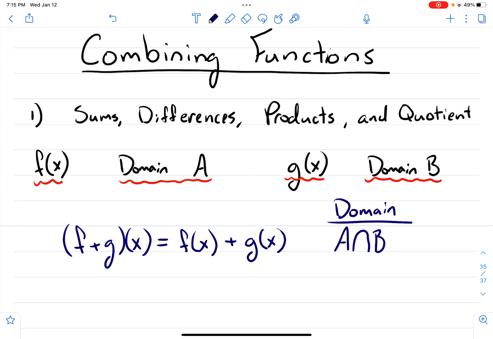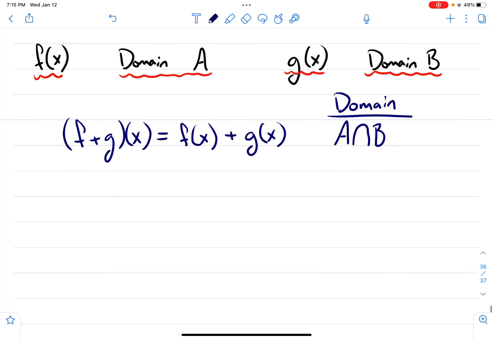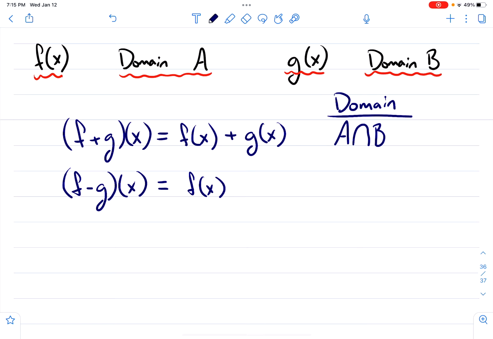Okay, and so the domain for that function would be the intersection of A and B. All right, let's do the next one. So we have f minus g of x. Now again, this is so simple. f minus g of x is just f of x minus g of x.